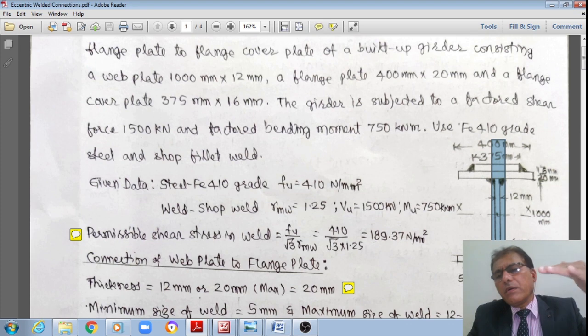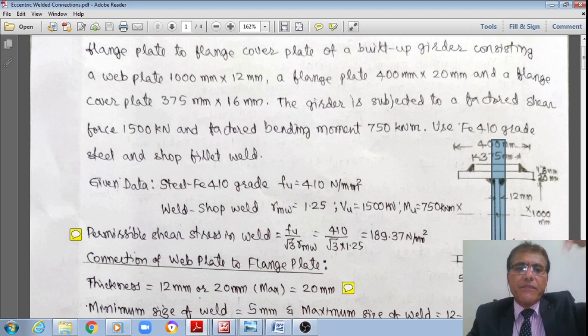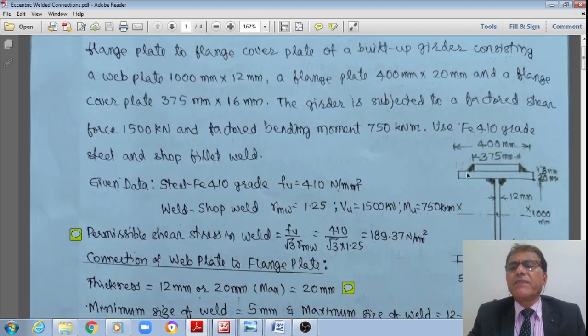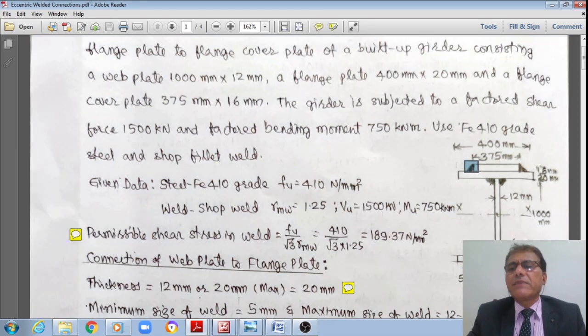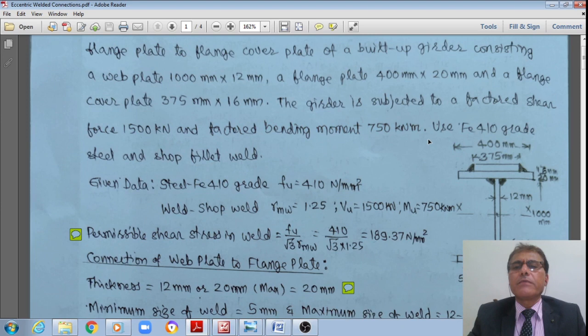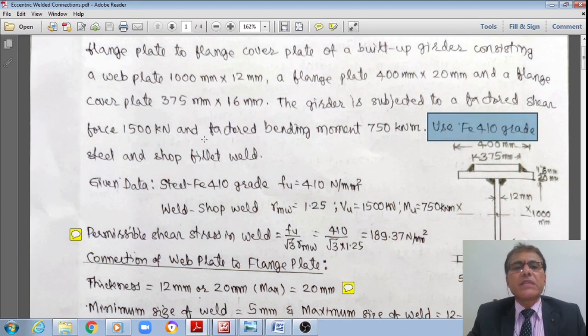Or even the horizontal shear force, because we know from strength of materials that every vertical shear has an equivalent complementary horizontal shear also, right? Therefore this horizontal shear also needs to be resisted by these welds. So we need to do the welding design between the flange and the cover plate, as well as between the flange and the web. It is also subjected to a factored bending moment of 750 kilonewton meter, right? Use Fe410 grade steel as well as shop weld.